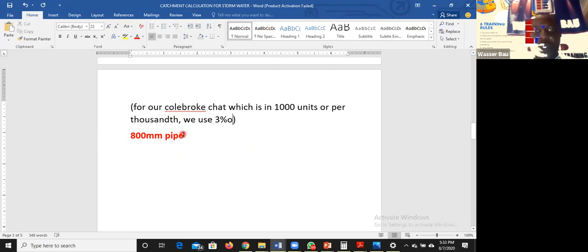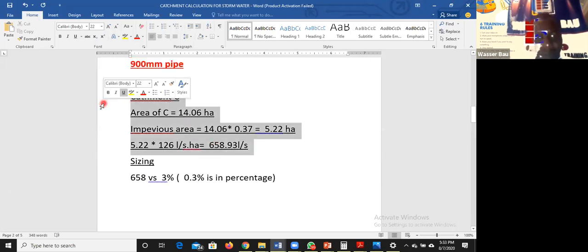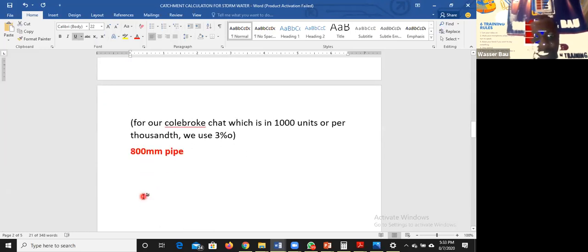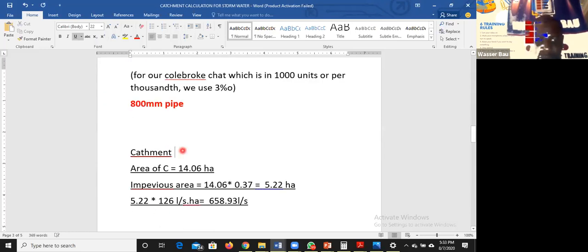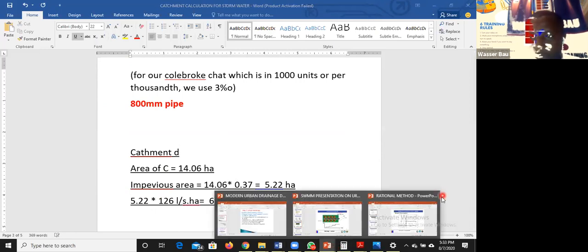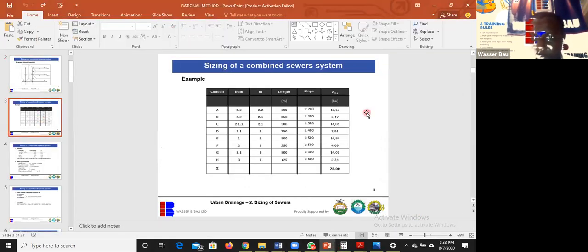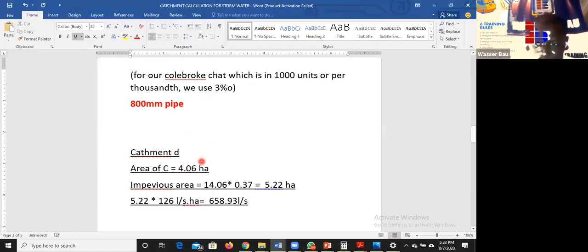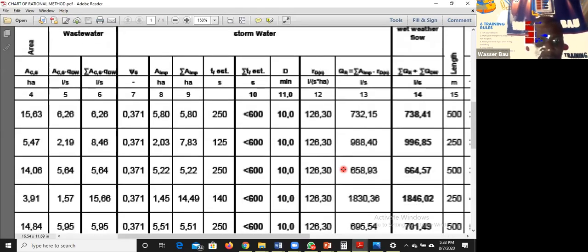Okay, I'm good to go. So the next one now is catchment D. So catchment D, what's the area? The area is 3.91. Therefore, the impervious area will be 3.91 multiplied by this, and that will give you 1.45.